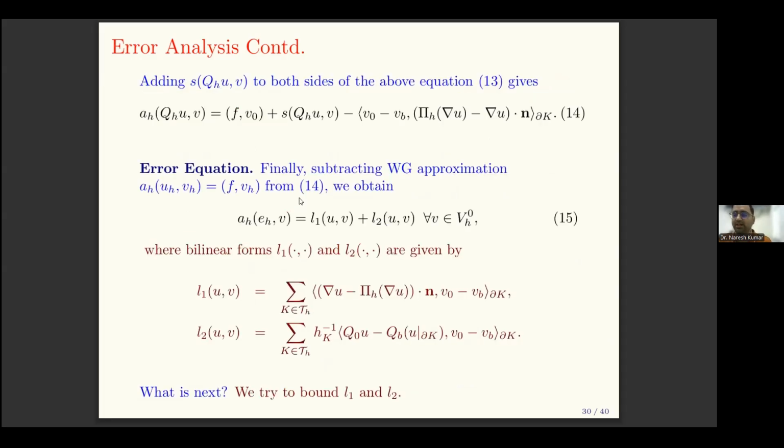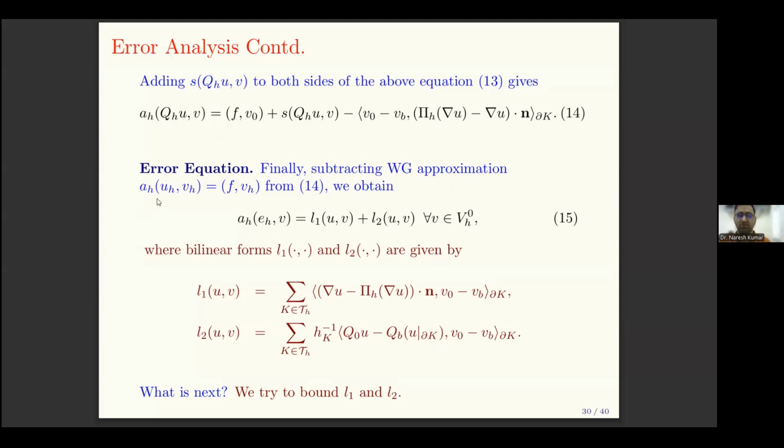So here now we add a stabilization term. The stabilization part we are adding is due to the minimization of the discontinuity between v naught and v_b. Okay, so once you add the stabilization part, then you will get equation number 14. In equation number 14, we call it the error equation, when you subtract it from the WG approximation.